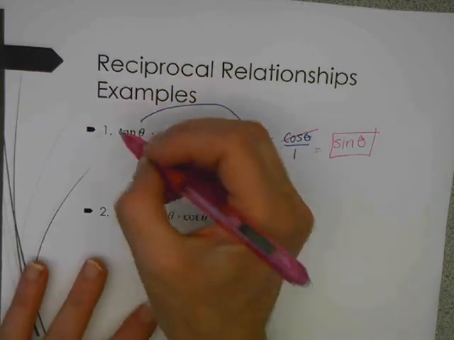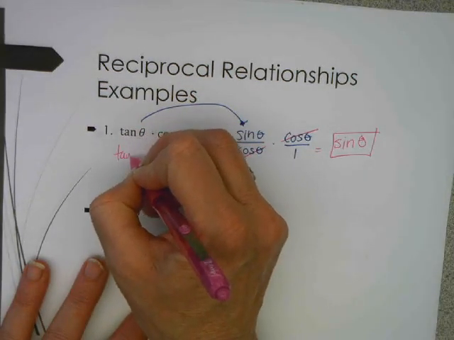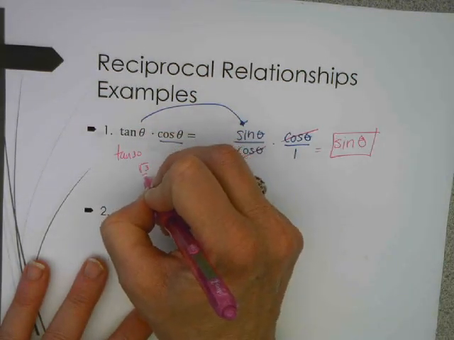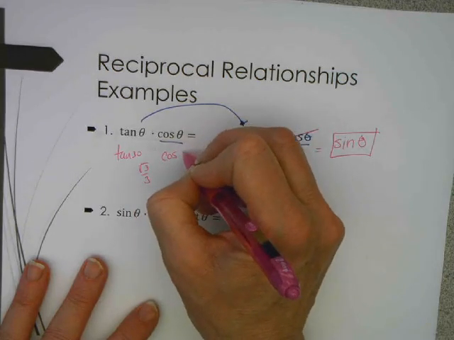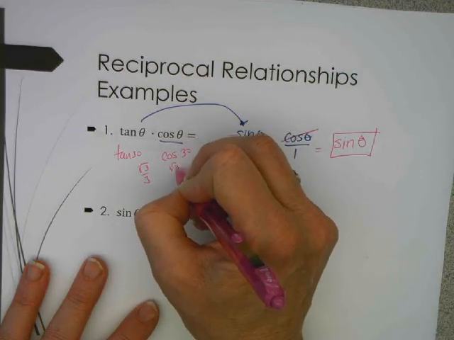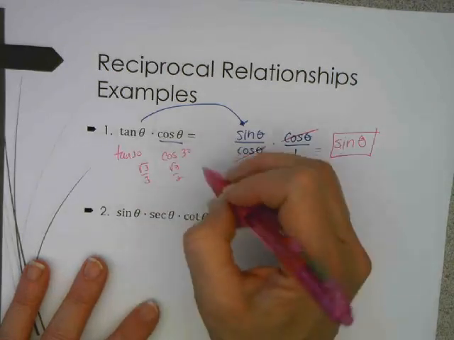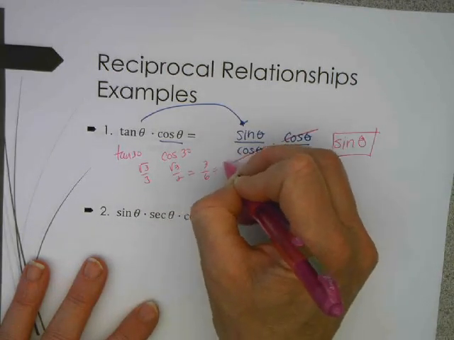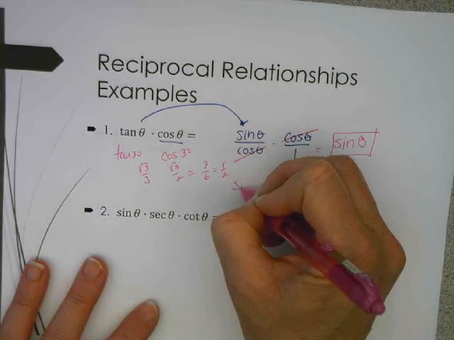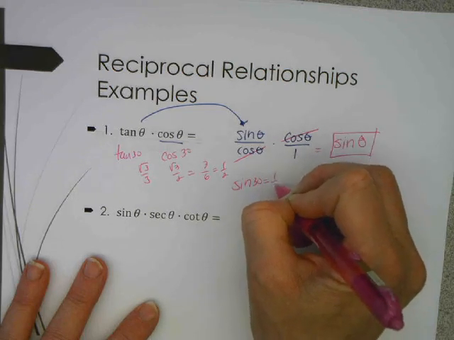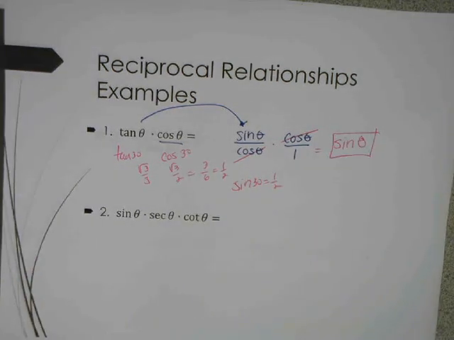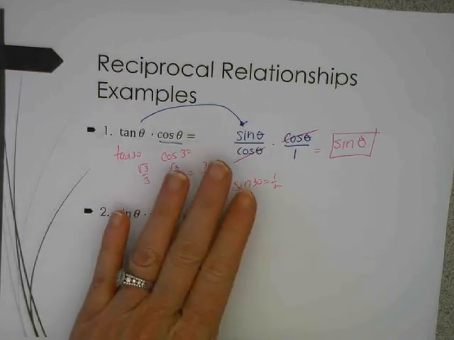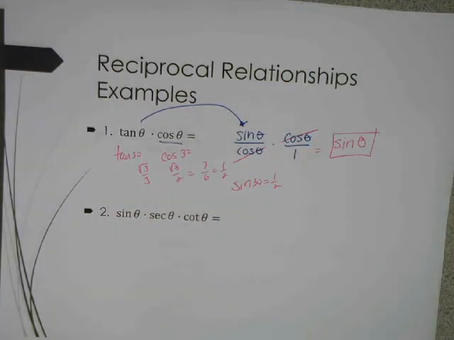Just to show you, tangent of 30 degrees is radical 3 over 3. Cosine of 30 degrees is radical 3 over 2. If you multiply it across, that would be 3 over 6, which is 1/2. And the sine of 30 degrees equals 1/2. So kind of an interesting little pattern. Okay, don't really need to know that part. You just need to know how to simplify.